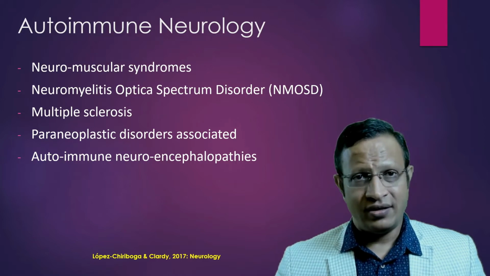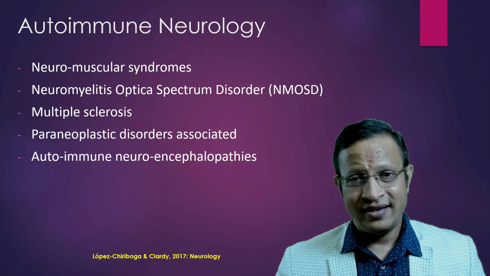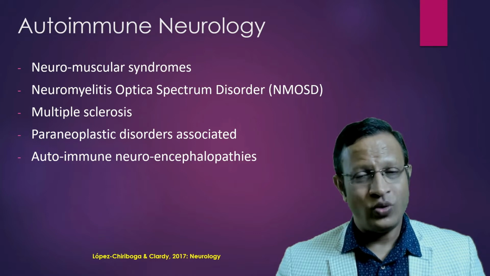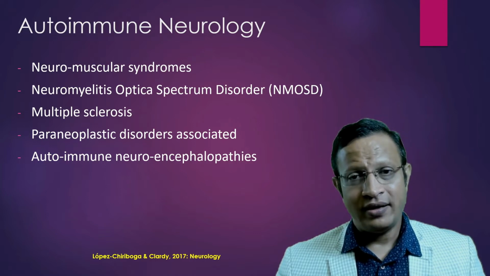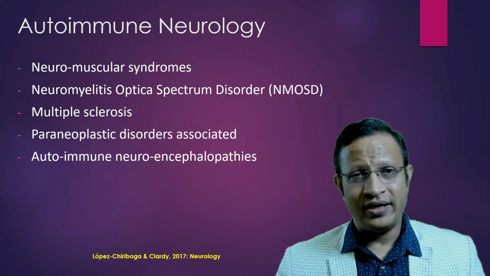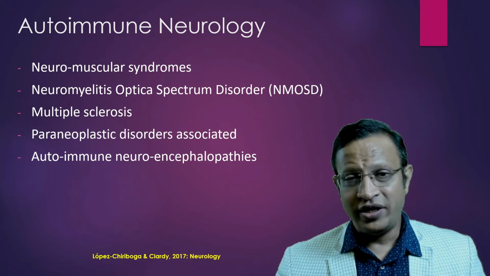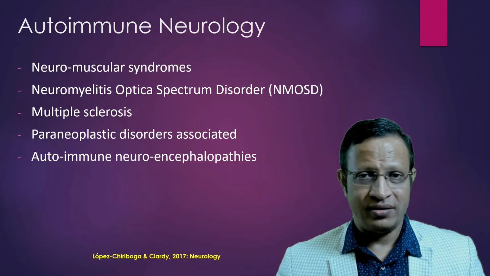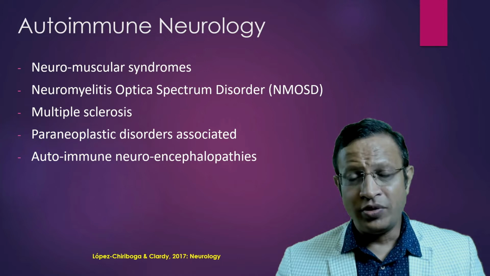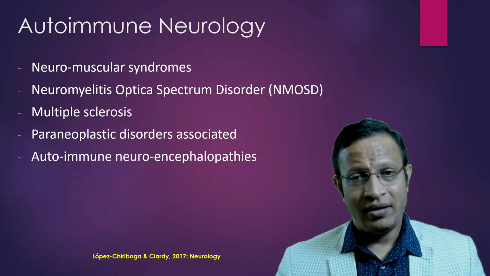The most common is the neuromuscular syndrome. Here, the immunity is against the neuromuscular junction, which we usually know as myasthenia gravis, which can be easily treated and the patient becomes all right within no time. Similarly, neuromyelitis optica spectrum disorder, here also the immunity is against the neuromuscular junction. And if you look at multiple sclerosis, here the immunity is against the myelin sheath. And we know these cases very well.